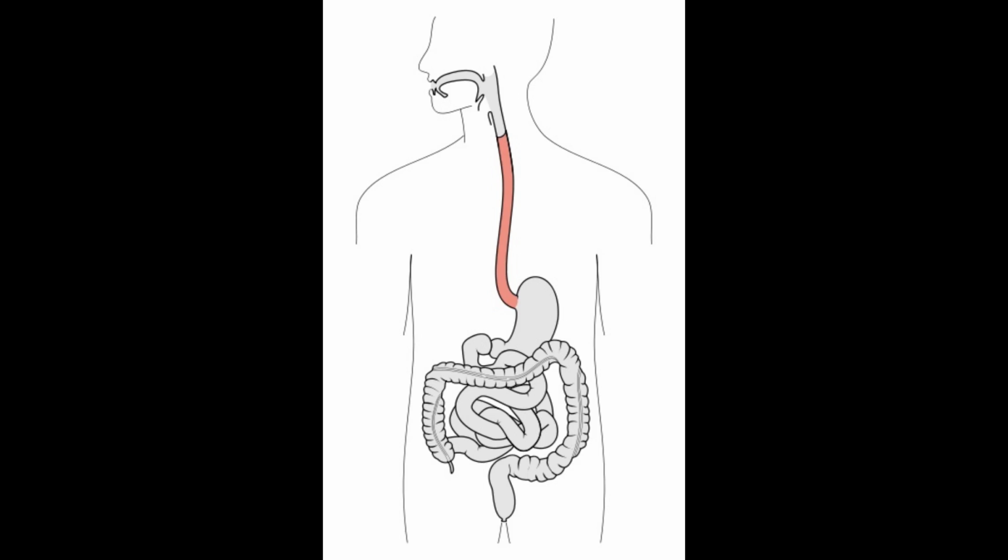Its purpose is to convey food from the mouth, where we eat, to the stomach, where the food is stored until it's processed by the small intestine. The esophagus travels behind the windpipe, the trachea, and behind the heart, and passes through the diaphragm, which is the muscle at the base of the rib cage that helps with breathing, and then it empties into the uppermost region of the stomach.